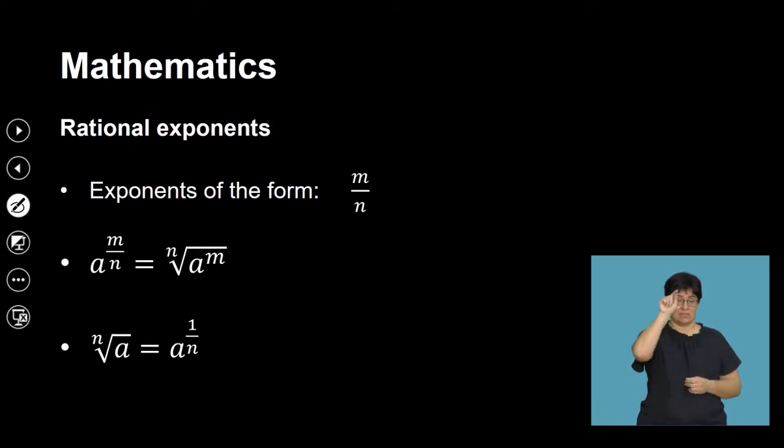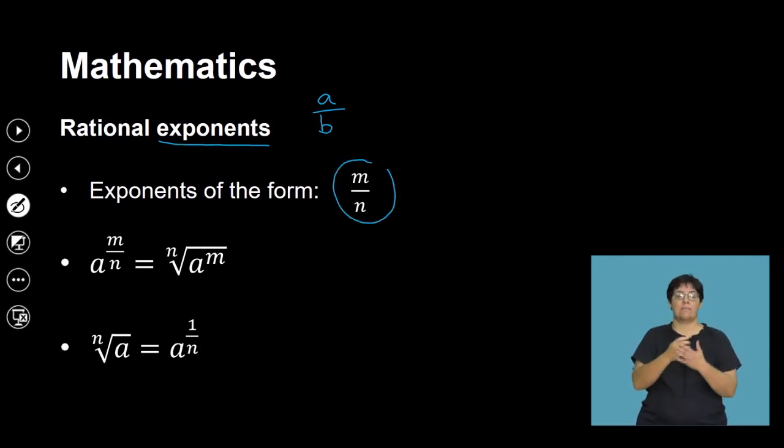We also have rational exponents. Remember from the concept of rational numbers, a rational number is a number that can be written in the form of a over b, right? It can be written as a fraction. So meaning, when we say we have rational exponents, we're talking about the exponents that are in the form of a fraction, which is the m over n.